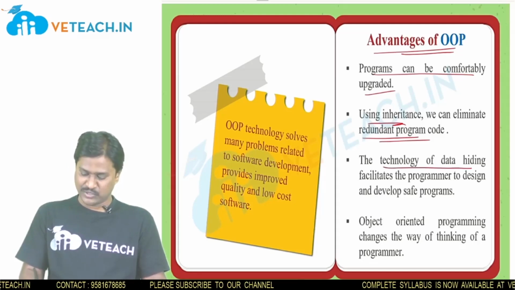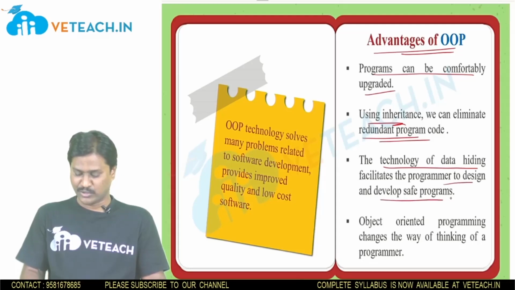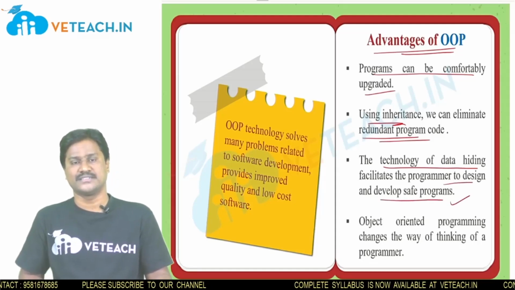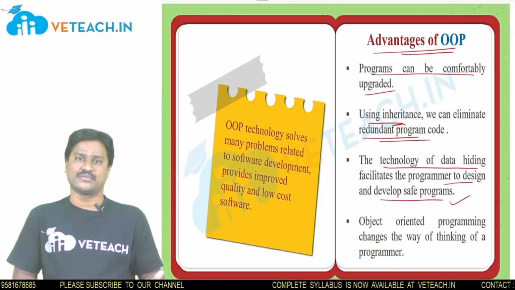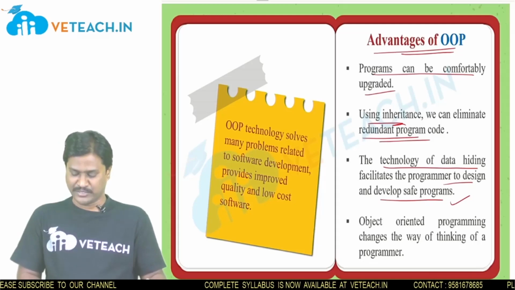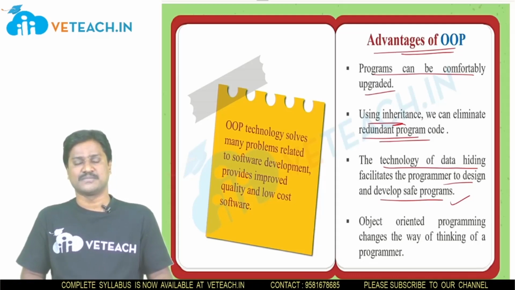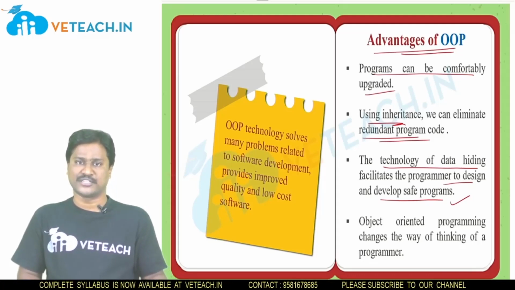And here, the technology of data hiding facilitates the programmer to design and develop safe programs. We have seen that data is not protected in C, whereas in C++ the data is completely protected. Why? Because the data hiding facility is provided in C++ as a property called abstraction.